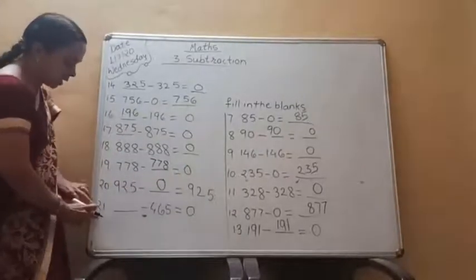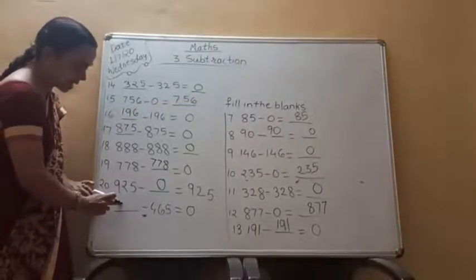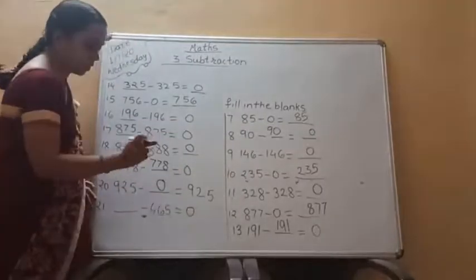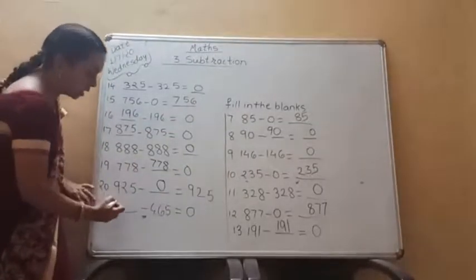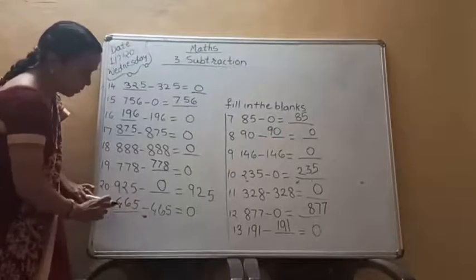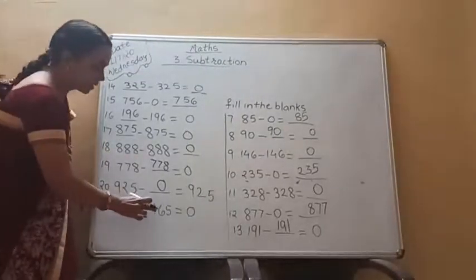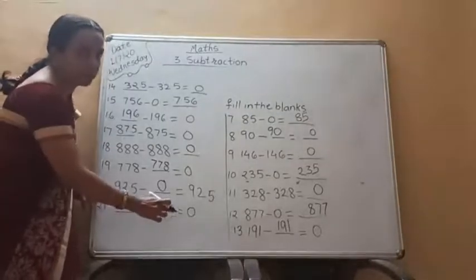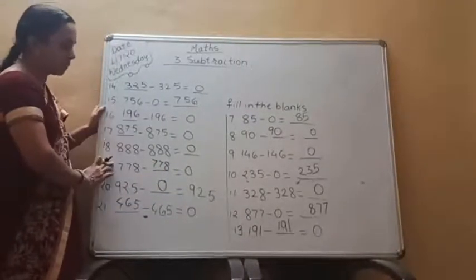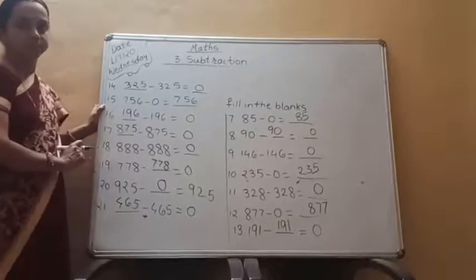Okay, now see 21st question. Dash minus 465 equal to 0. So what we have to write here? 465. See, 465 minus 465 equal to 0. So don't get confused. Write down properly all the answers.